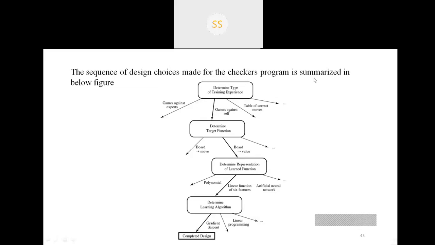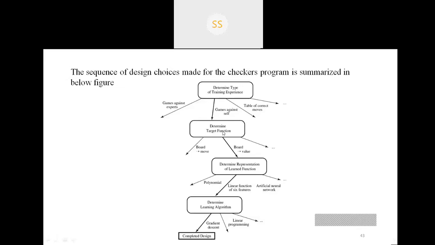The sequence of design choices made for the checkers program is summarized here. First, determine the type of training experience. You can decide how you are going to get the training experience. You can play against experts, or play against yourself, or play against a table of correct moves, or get it some other way. That is, you can play against an expert, or against itself, or you have a table of moves to play against, and other means of getting the experience.